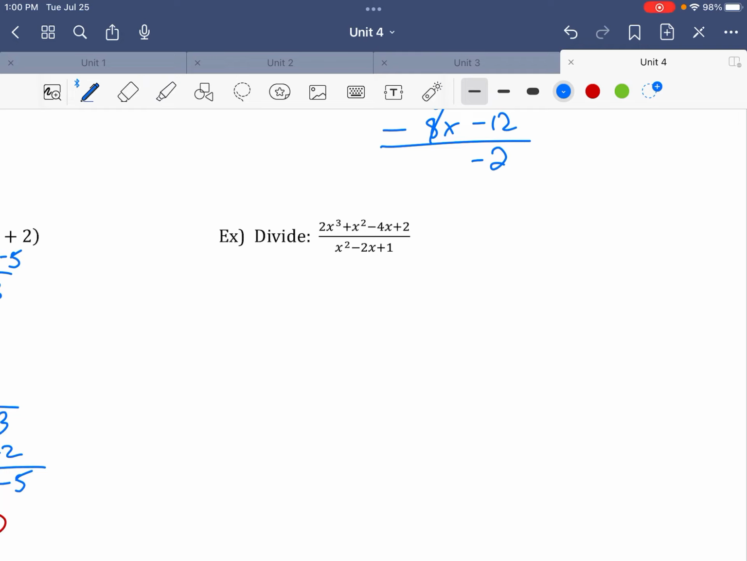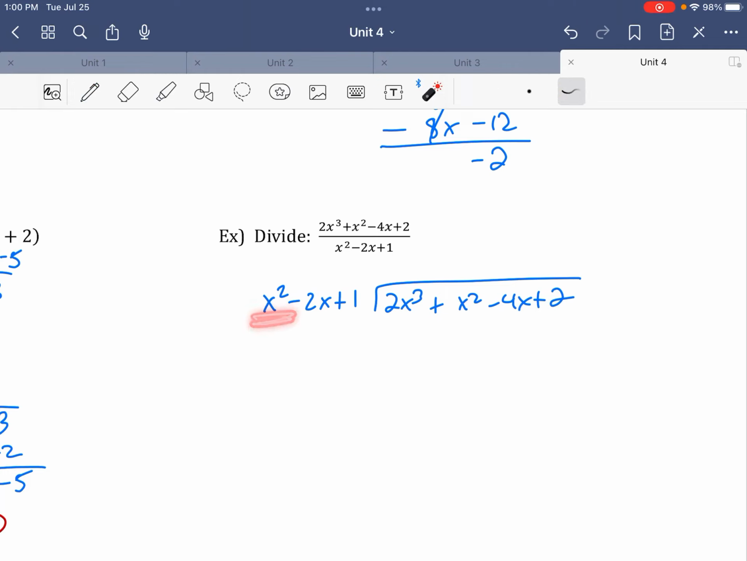All right, so over here, everything's in order on top or order on the bottom, but it's just a little bit large on the bottom, but that's okay. So 2x to the third plus. All right, so again, you just use the front thing. What does it take to multiply x squared by to turn it into 2x to the third? So I'm going to need a 2 and an x, because 2x times x squared makes 2x to the third. All right, so 2x.